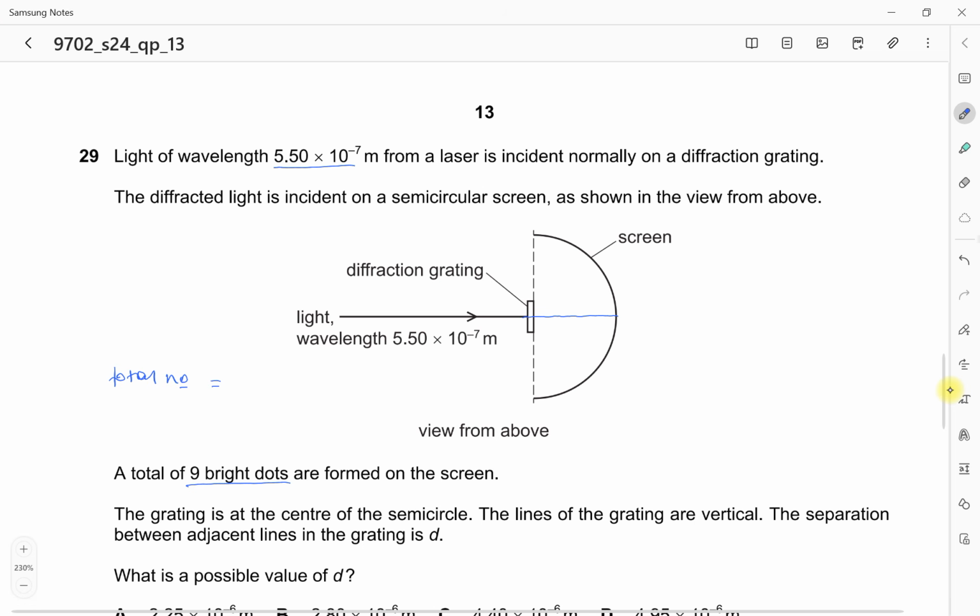number is equal to 2n plus 1. So since the total number is 9, this is going to be 2n plus 1, which means n is equal to 4. So we have n equals 4 at the bottom, and n equals 4 at the top, plus n equals 0, which gives us 4 plus 1 plus 4, which gives us 9. So n should be 4.